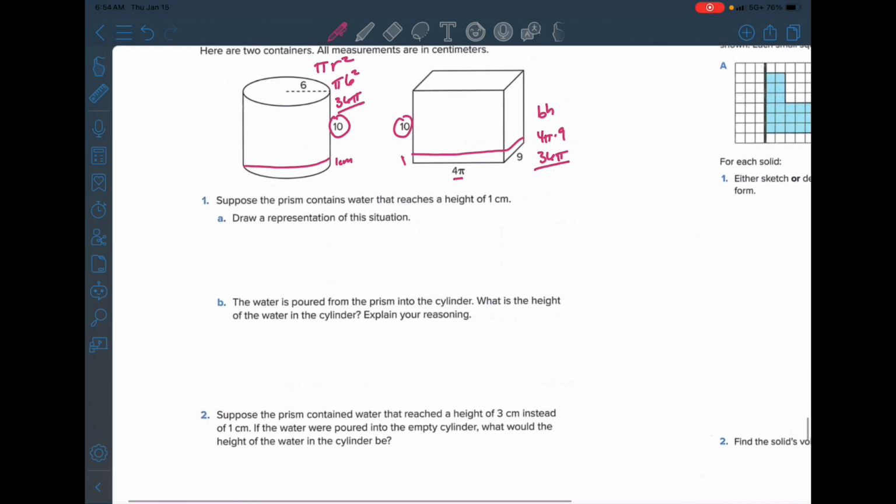Number 2 says, suppose the prism contained water that reached a height of 3 centimeters instead of 1. So you have more water. It's reaching 3 now, not 1 anymore. What would happen if you poured it into the cylinder? We haven't changed any sizes between the prism and the cylinder. So if you have 3 in the prism, what would you have in the cylinder? I need you to write that in words.